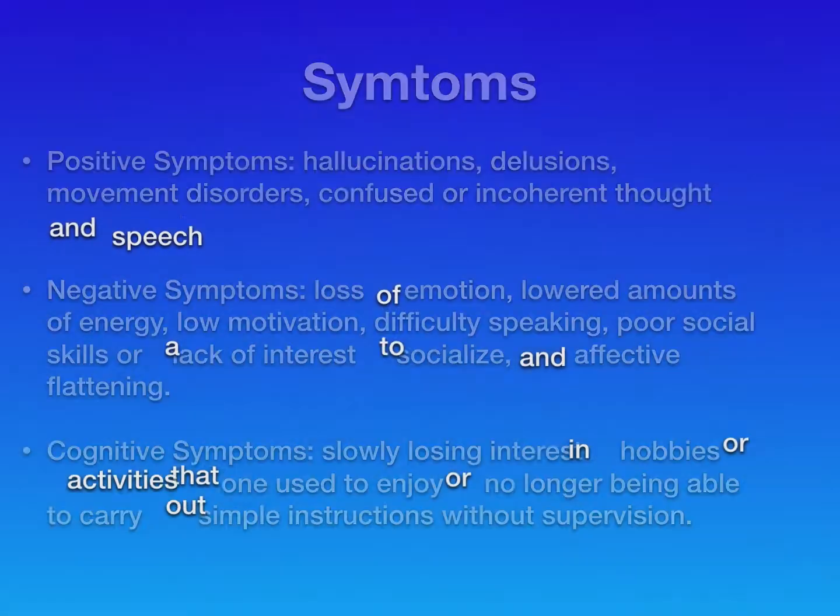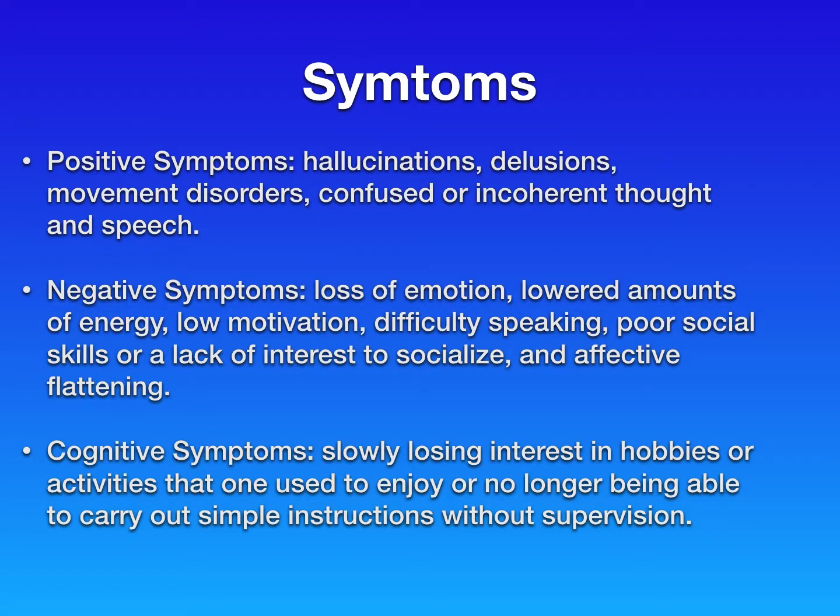Some of the symptoms that we can see, well, they're characterized into three categories. The first one is positive symptoms. Those are things that we cannot see, like hallucinations, delusions, movement disorders, confused or incoherent thought and speech. They're things that are going on in their head, telling them what to do, what's right and what's wrong.